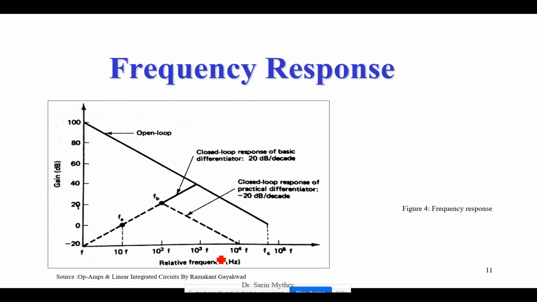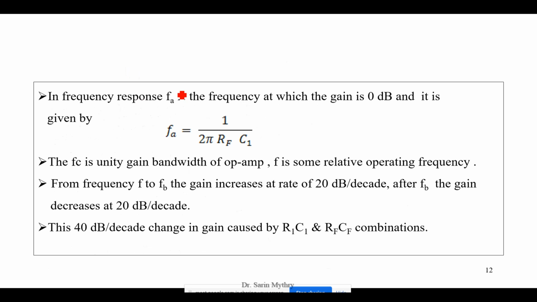Your FA is a frequency, this one. 0 dB is becoming over here. So this becomes the FA of your practical differentiator. Now the frequency FA is the frequency at which gain is 0 dB, and it is given by this formula. We know this formula, F equal to 1 by 2 pi RC. Here R is equal to RF and C equal to C1. FC is the unity gain bandwidth of an op amp, if F is some relative operating frequency.